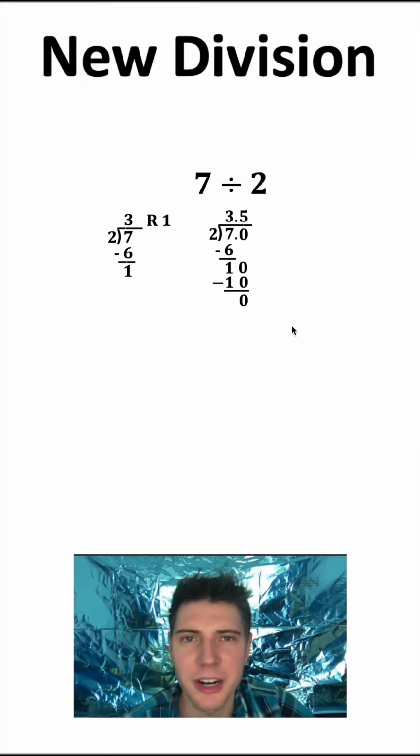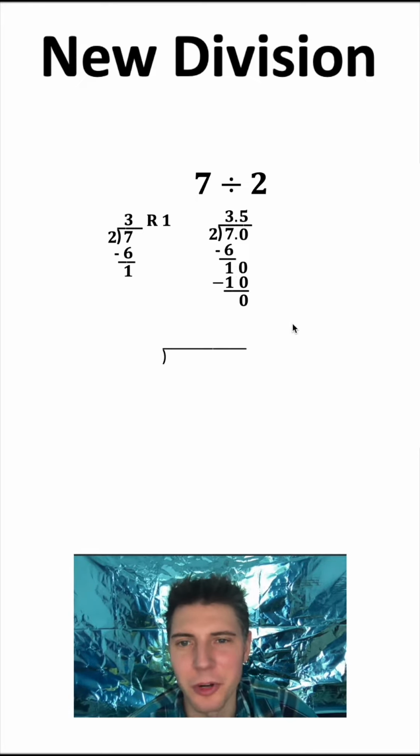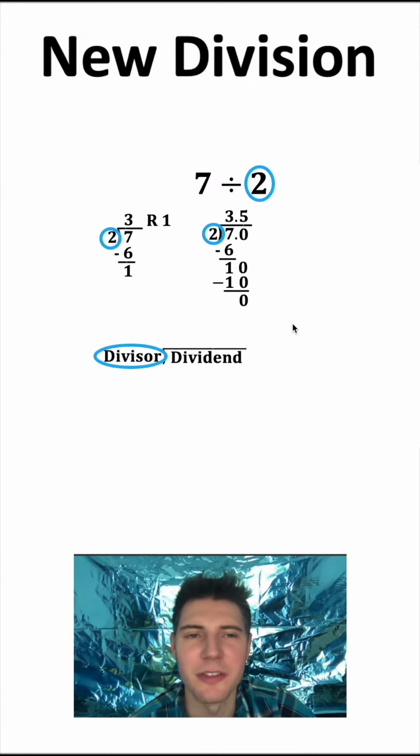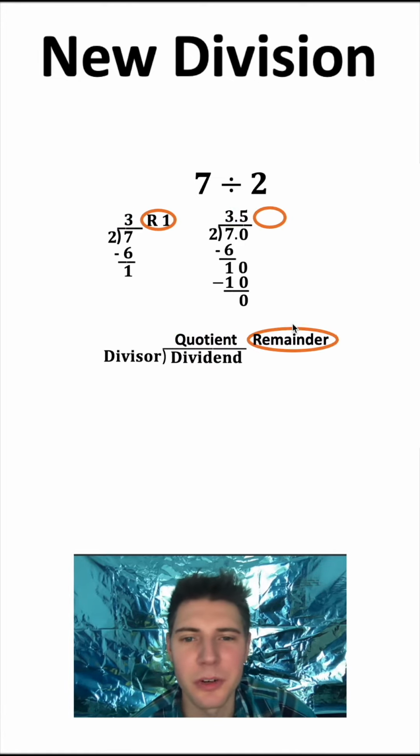Both of these are correct, even though they look so different. Let me explain why. First, let's do some vocab. This 7 is called the dividend. The 2 is called the divisor. This 3.5 up here is called the quotient. And then whatever's left over is called the remainder.